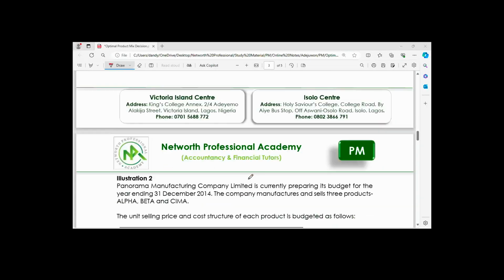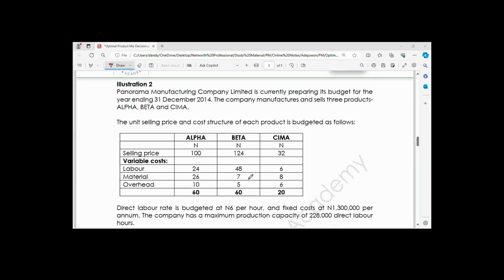Yes, let's have illustration number 2. In this illustration, you have minimum allocation. When you are given minimum allocation, how do you treat it? So let's go through it together. Let me call one of you to read. Tony, please, can you read? Anthony, are you there? Yes, I'm there, sir.